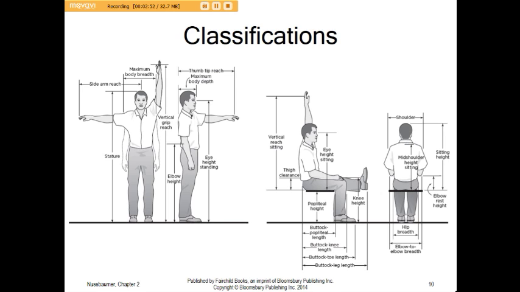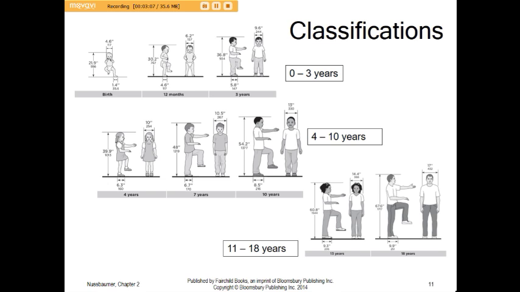In this diagram, we can see where the dimensions are being taken from. And we have that popliteal height underneath the knee, and the shoulder width, and the elbow to elbow breadth, and the reach are very important dimensions. And the children's dimensions are different for up to 3 years, and then our adolescent years, and then our preteen and our teenage years.